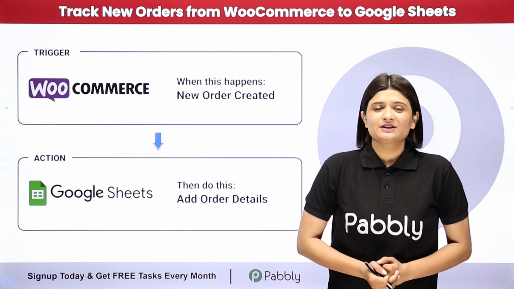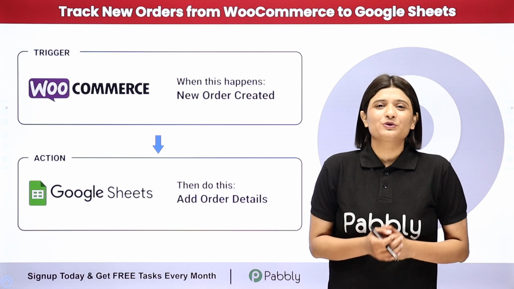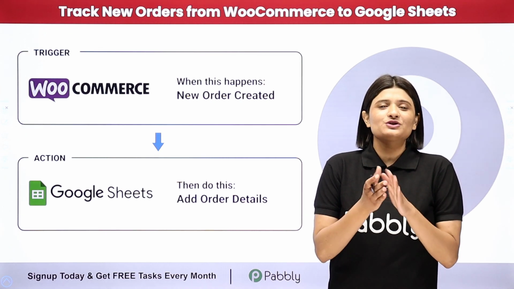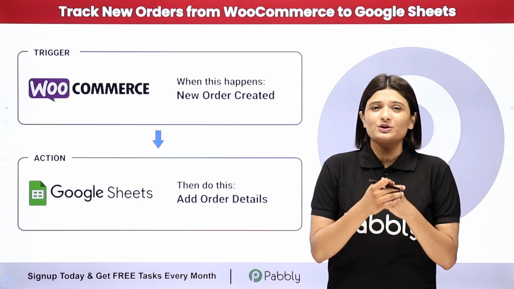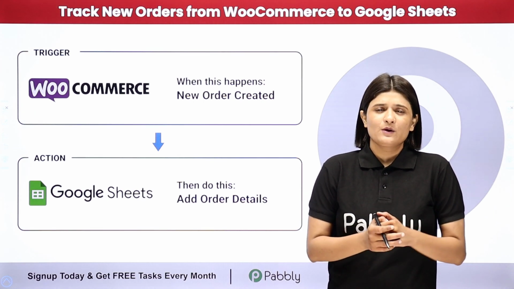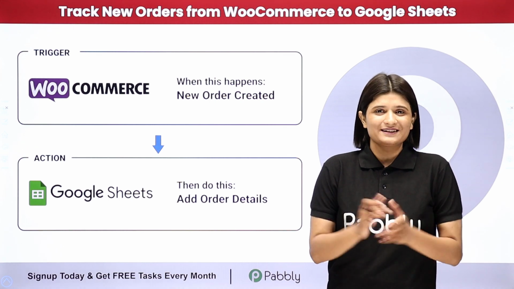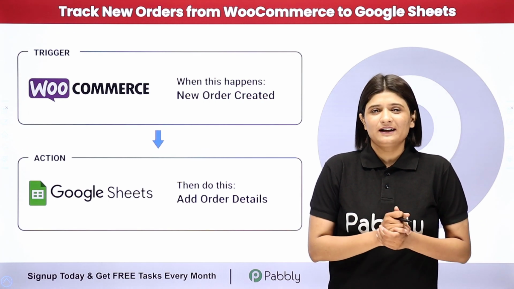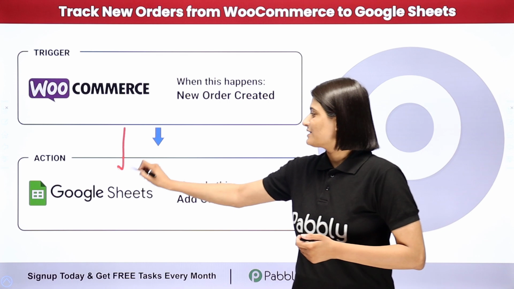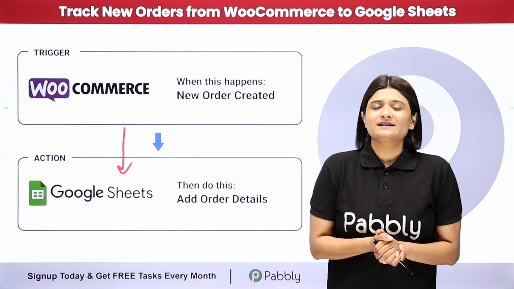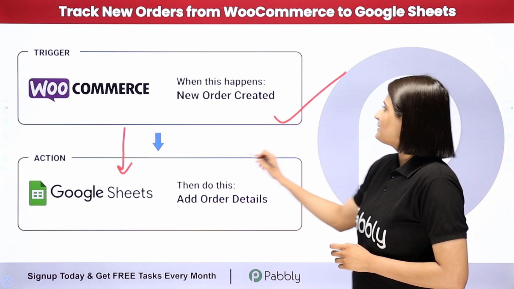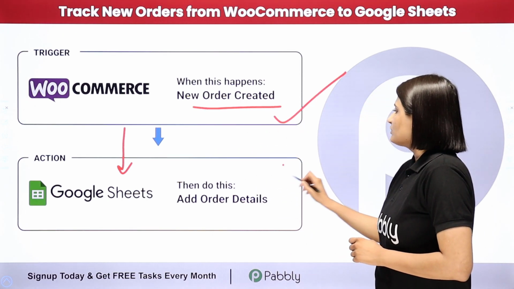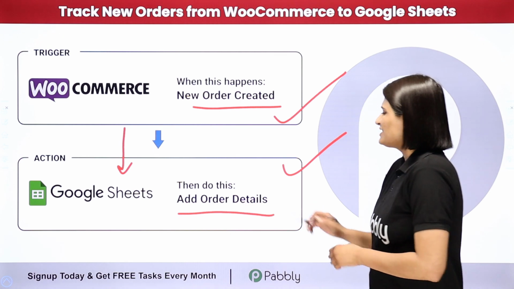Doing this manually will consume a lot of time, so I've completely automated this process, and to do this automation I've used Pabbly Connect. Pabbly Connect is an amazing automation and integration software which requires no coding or programming skills. Here I just need to build a connection between WooCommerce and Google Sheets. With the help of Pabbly Connect, I am going to build this connection in such a way that whenever there is a new order in my WooCommerce, all the details will be automatically added to my Google Sheets spreadsheet.